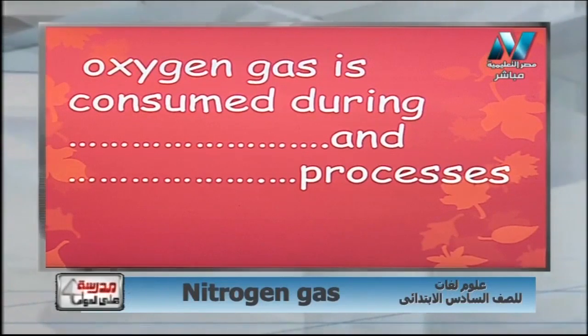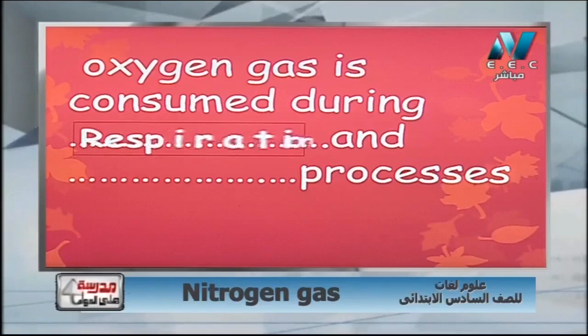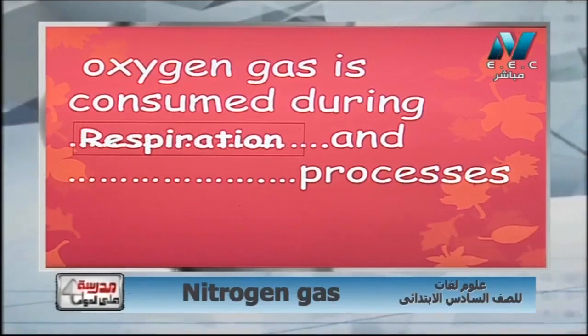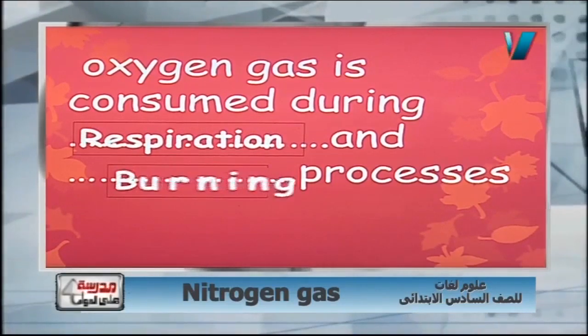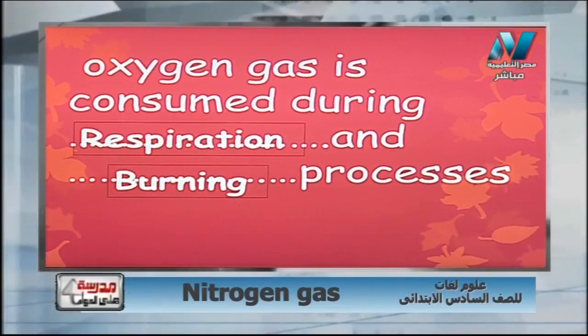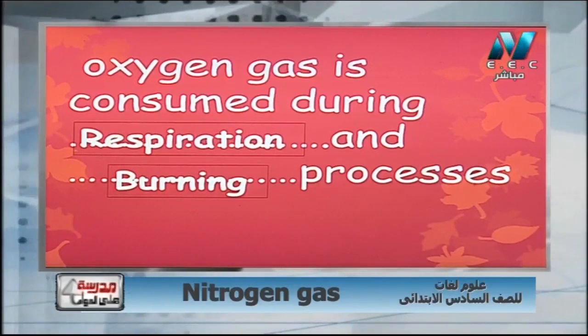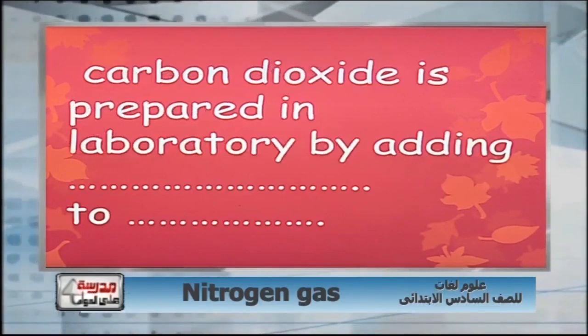Oxygen gas is consumed during what and what process? Oxygen gas is consumed. الأكسجين بيستهلك أثناء عملية respiration التنفس طبعا دي كلنا عارفينها كويس قوي لكن ممكن جدا ننسى كلمة burning process. الأكسجين بيستهلك أثناء التنفس أو الاحتراق respiration or burning processes. Again oxygen gas is consumed during respiration and burning processes.